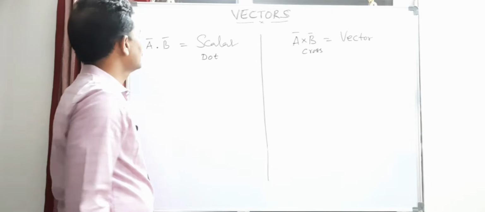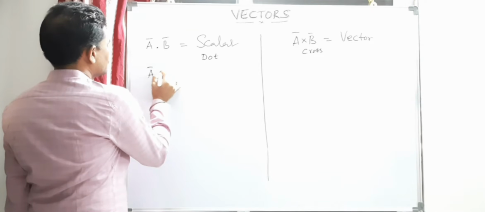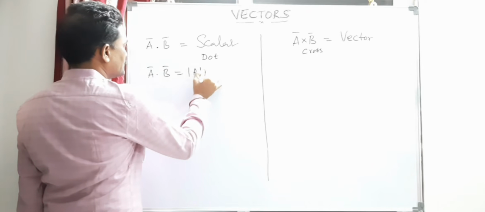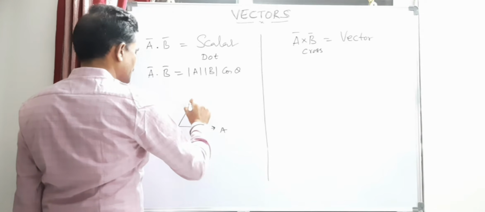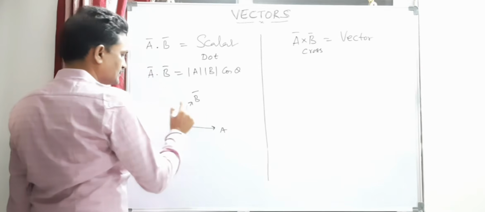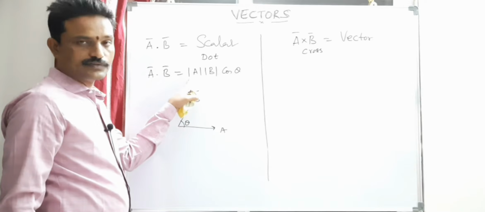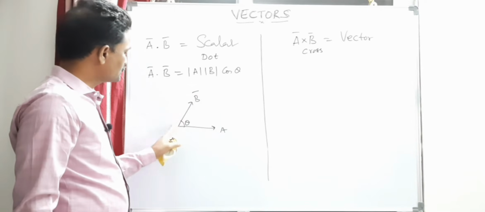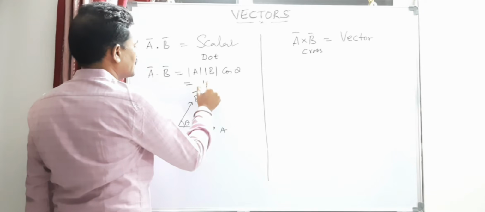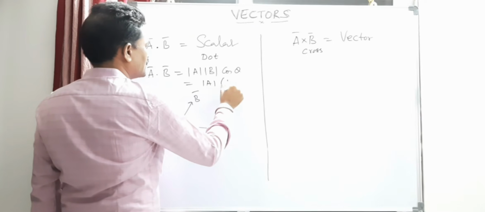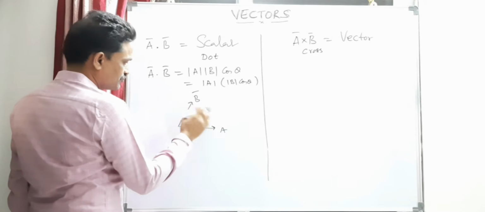Right. Now, how do we define the dot product? A dot B is equal to mod A mod B cos theta. This is vector A and this is vector B. The angle is theta. The dot product of two vectors is defined as the product of their magnitudes and the cosine of the angle between A and B. This can also be written as mod A into mod B cos theta. What is mod B cos theta? Mod B cos theta is the projection of B on A.